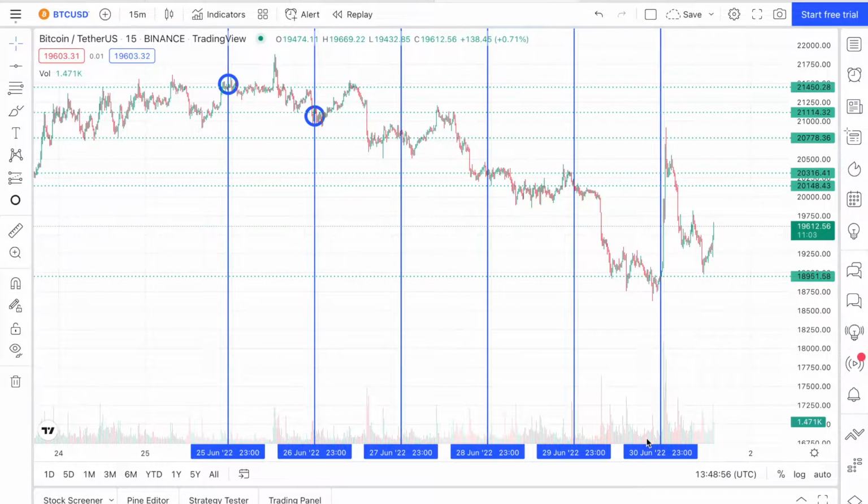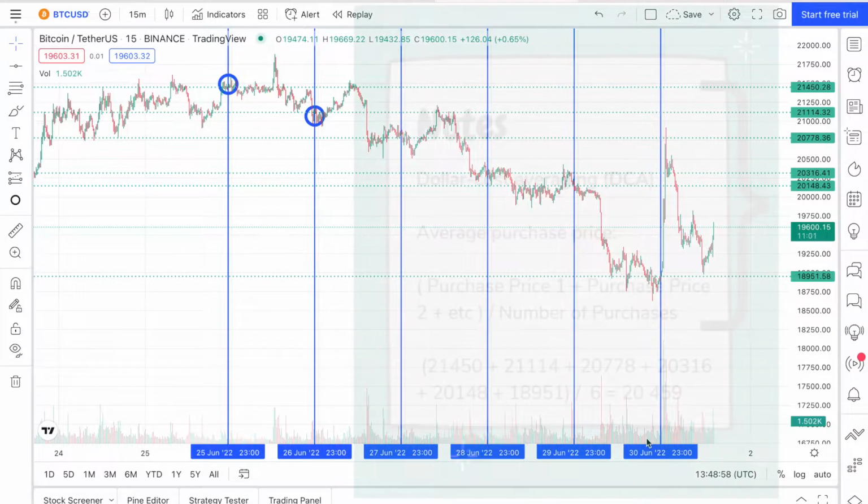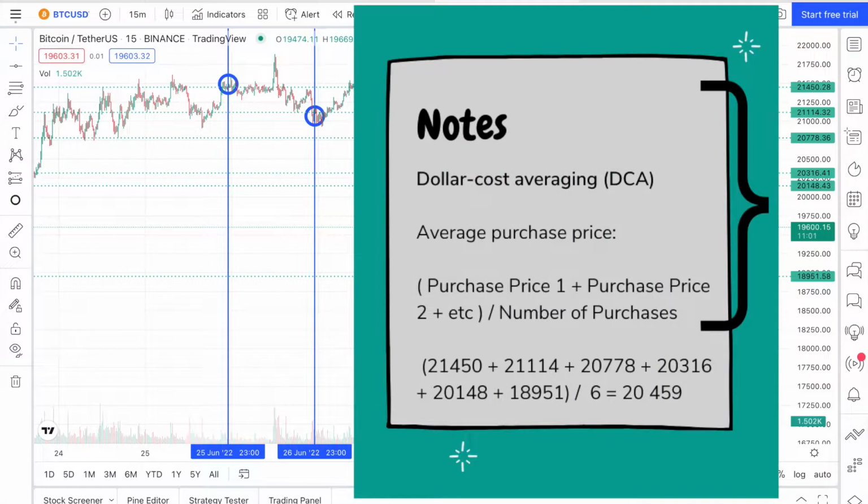But because the price of the asset will continue to fluctuate, the average price you'll end up paying over time will be below your highest buys. And thus, another term of this strategy is dollar cost averaging, the DCA investment strategy. In my example on the screen, I made 6 purchases of Bitcoin, at various prices, the highest being $21,450, and the lowest $18,951. Since I had always spent the same amount of money, I can average out the prices to see my average cost of owning Bitcoin.